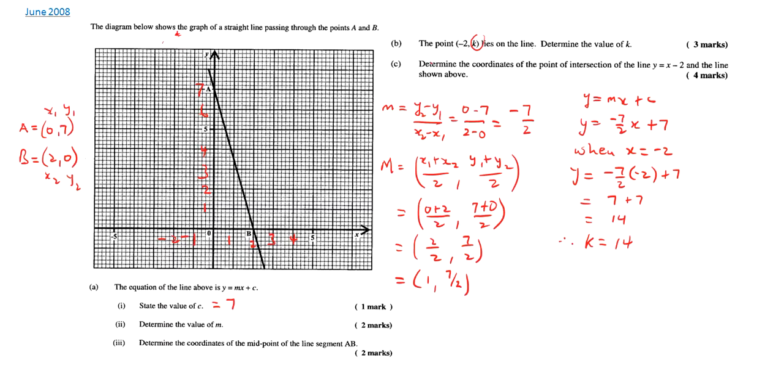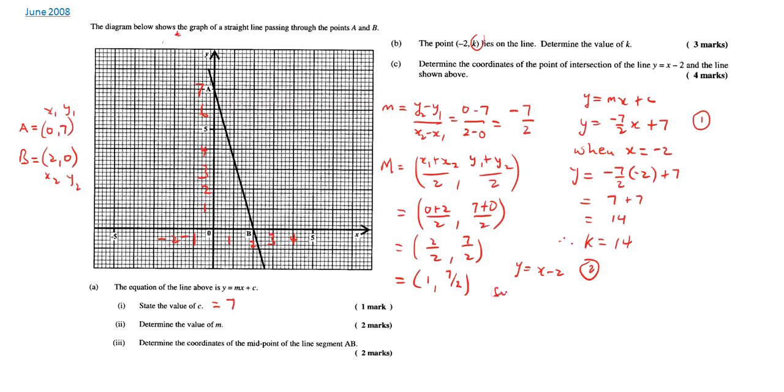Right? Now they also want in part C to determine the coordinates of the point of intersection of the line y equals x minus 2 and the line shown above. So essentially we are solving a simultaneous equation where we have one equation being y equals x minus 2, and another equation which is the equation of the line that we have. So let's call that 1, and let's call this 2.